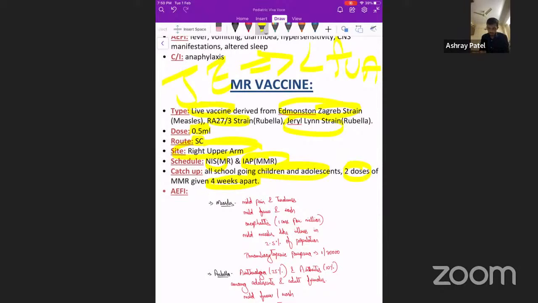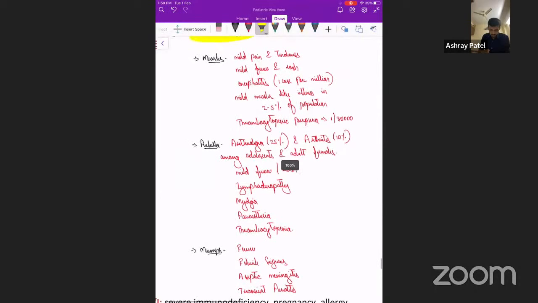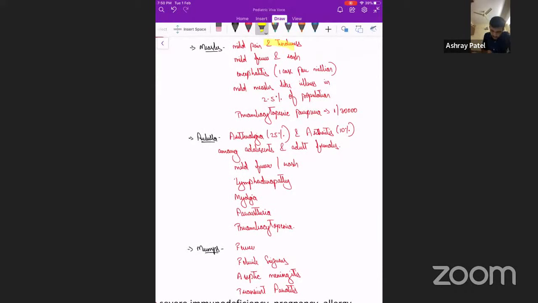Now, what are the adverse effects? All three vaccines contain their own adverse effects. Coming to measles: mild pain and tenderness, mild fever and rash, encephalitis, one case per million has been documented, or a mild measles-like illness in 2 to 5% of the population, and thrombocytopenic purpura, ITP, can occur in 1 in 30,000 patients. These are the adverse effects related to measles. Next, coming to rubella: arthralgia can take place in 25% of children, arthritis in 10% of children, and it mainly occurs when given in an older age group, like adolescents and adults. Then mild fever or rash, lymphadenopathy, myalgia, paresthesia, and thrombocytopenia.